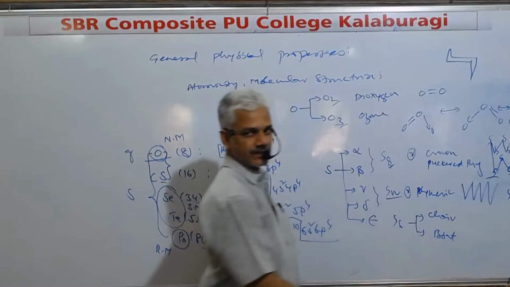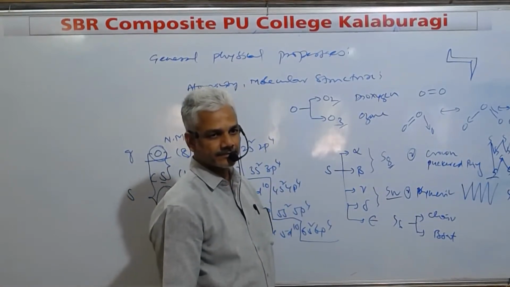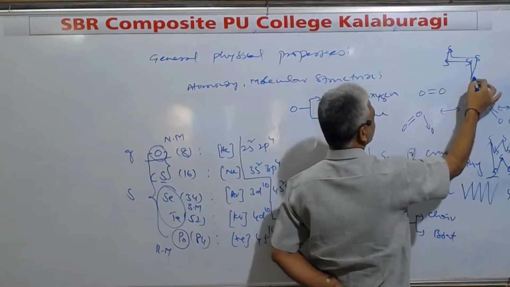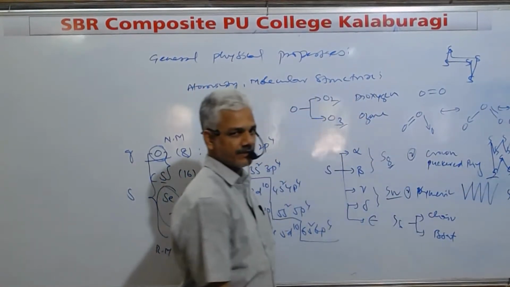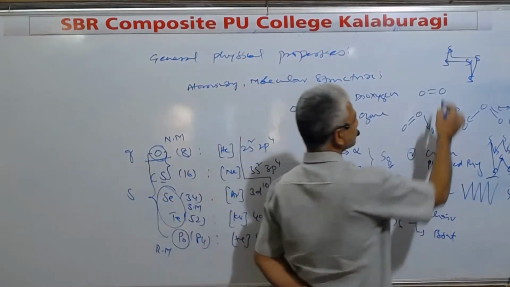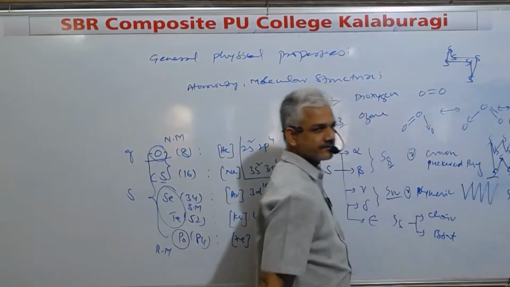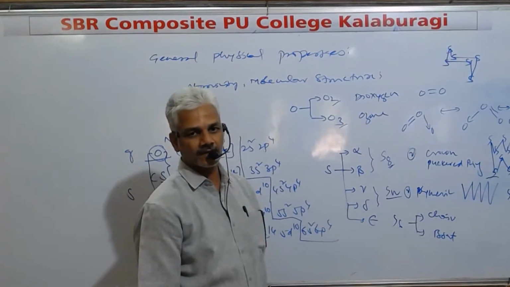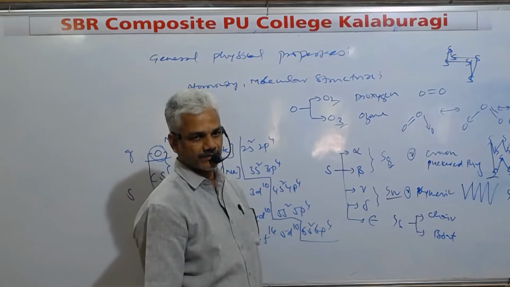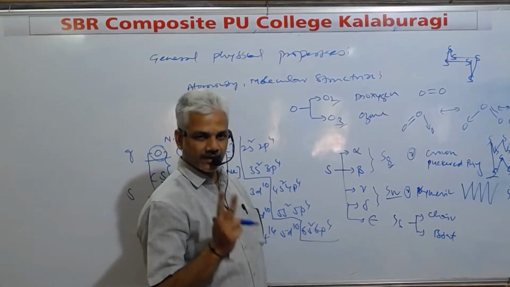Assume that this is the chain. At each corner, one sulfur atom is present. So how many sulfur atoms are there? Right. So what is the covalency of sulfur in chain form? Again 2 only.